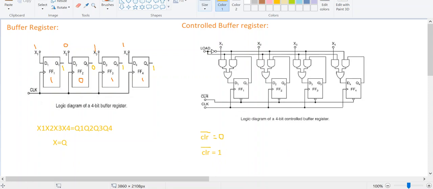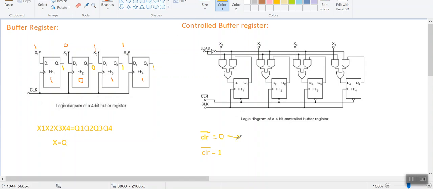So now, when clear bar is equal to 0, it is going here. We have a bubble here. So when clear bar is equal to 0, the bubble means it is giving the input as 1. Therefore we can state that when clear bar is equal to 0, it means that I will show you.